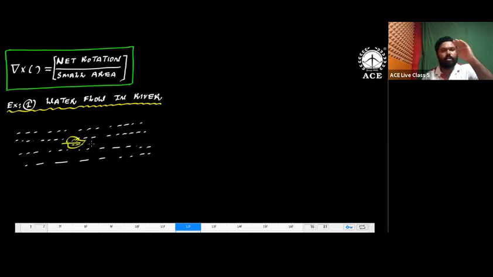If suddenly some leaf falls, the leaf will also move along with the water. Sometimes, even though water is moving forward, the leaf rotates. You can even check this one. Just take a bucket full of water and throw some pieces of paper.